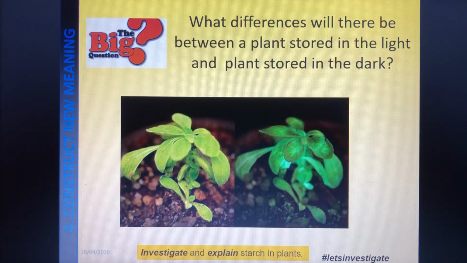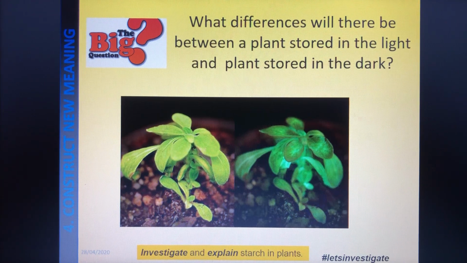Okay, so this is a practical that we would do in the classroom. It's a shame that we haven't been able to do it. I haven't got a demonstration of it, but I have got some diagrams, and we will have a go at doing this when we get back to school. So the big question for this investigation is, what differences will there be between a plant stored in the light and a plant stored in the dark? Now, although this is not a required practical, it's another favourite with the exam board. They really like questions talking about the storage of starch.